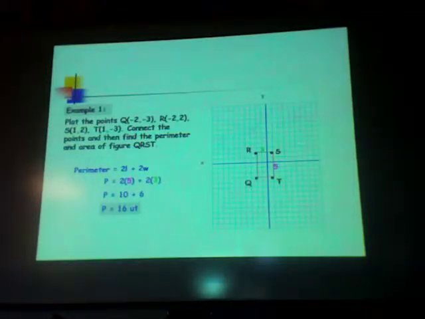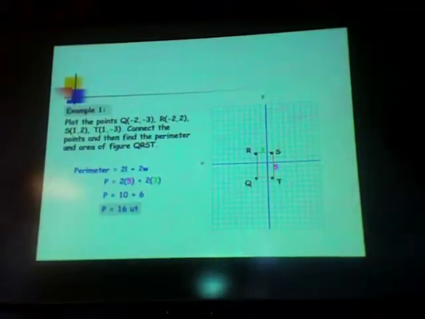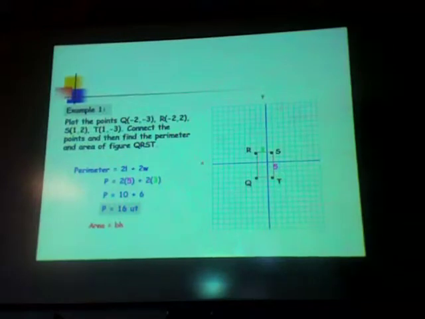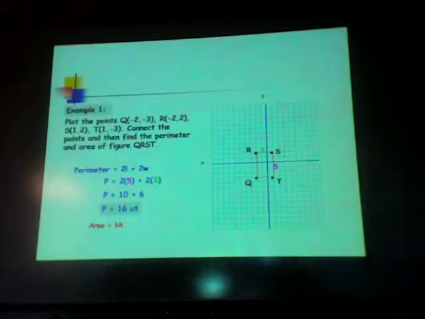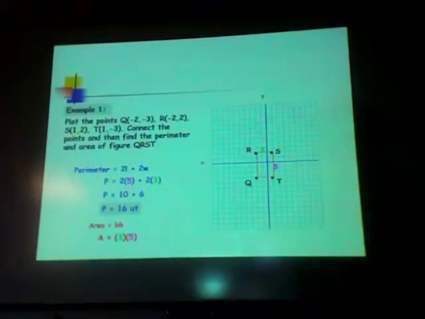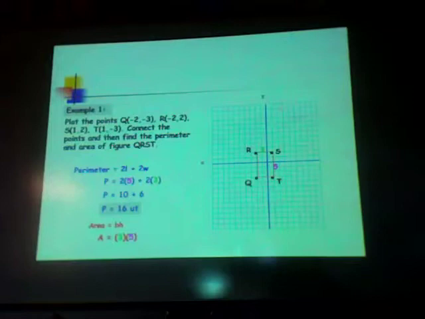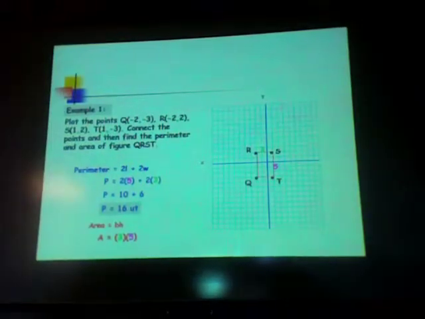Say it really loudly. Yep, multiply the length times the width. Or in this case, I put base times height. It's the same thing. So you've got 3 times 5, right? Which is 15, and what's the units? Units squared.